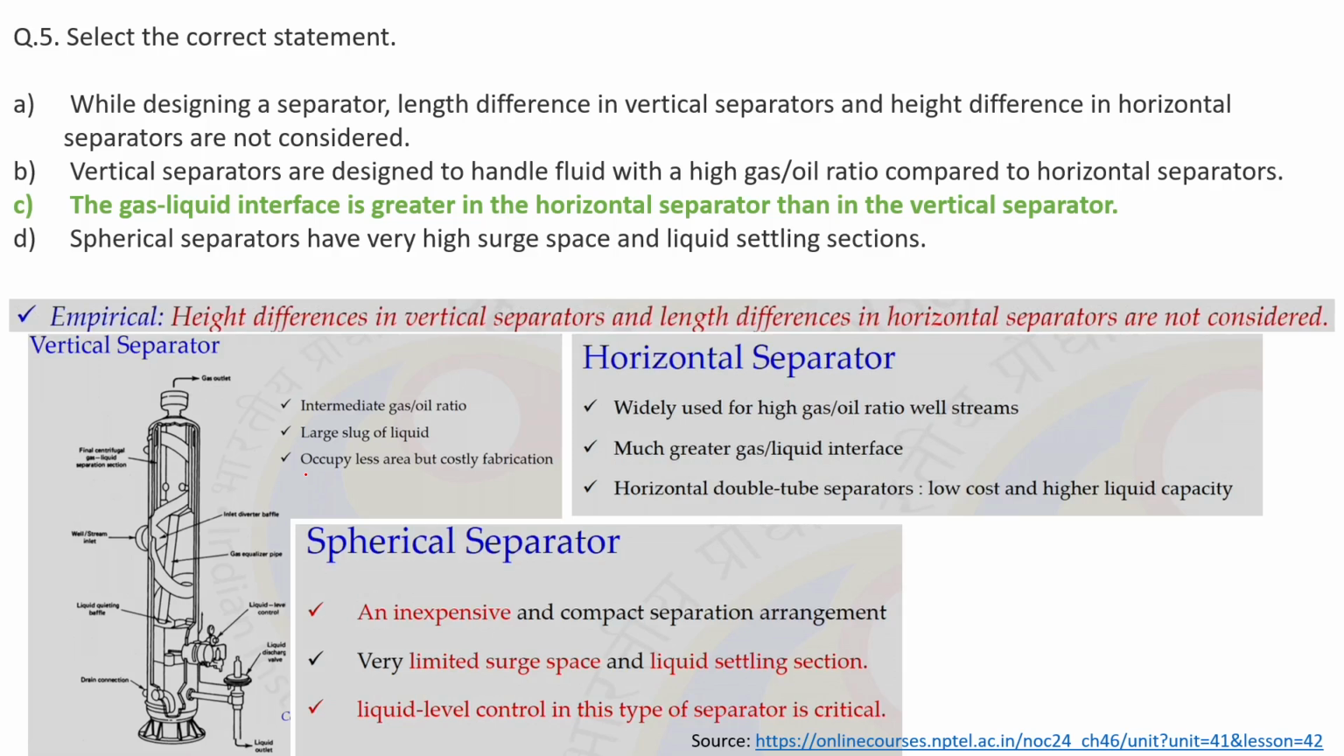Also, spherical separators are said to have very limited surge space and liquid settling section. Also, it is an inexpensive and compact separation arrangement, and the liquid level control in this type of separator is critical. So these are the different properties of the different types of separators. From that, we can tell which is the correct statement.